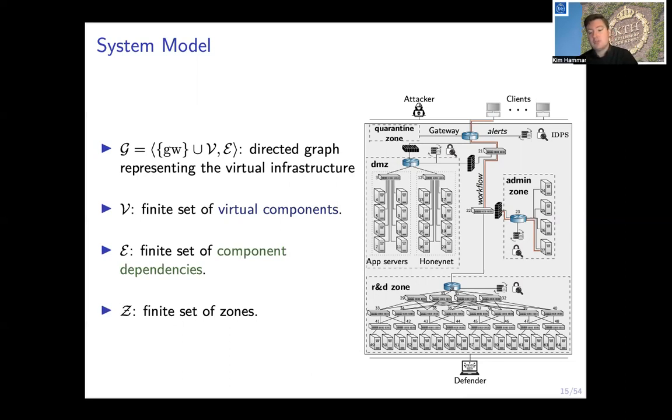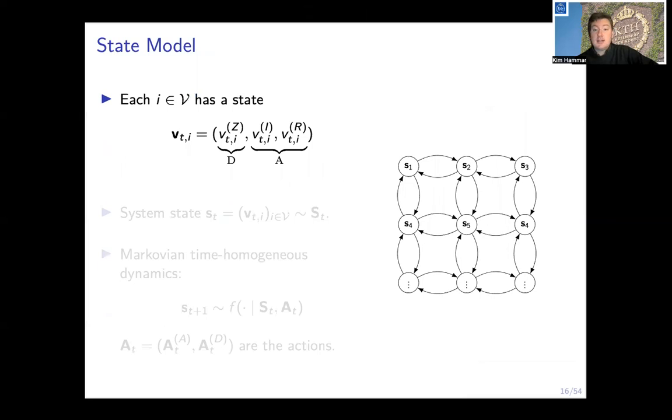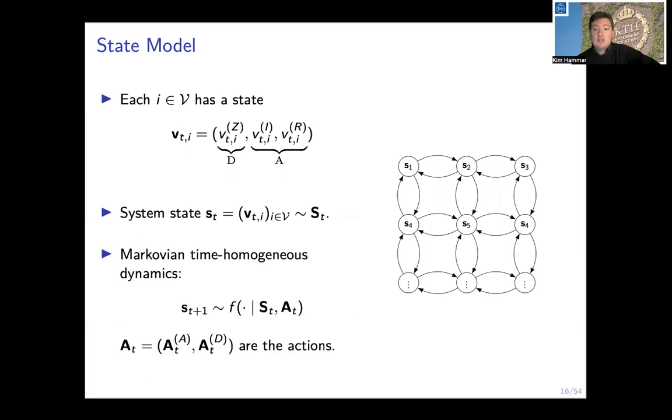But that zone may change over time, which we model with the state of the node, which is a vector with 3 components. So we have the zone, the intrusion state, and the reconnaissance state, which determine if the node has been compromised or discovered by the attacker. The complete system state is then the concatenation of all of these vectors, which we denote with s, and that is a realization of the random vector, capital S, which is dynamic in the sense that it evolves over time according to a transition function f.